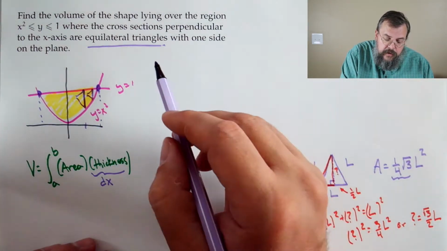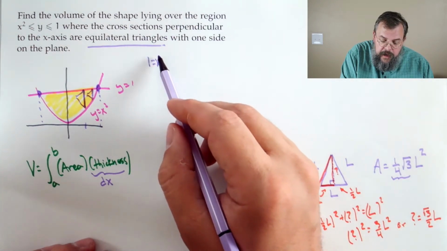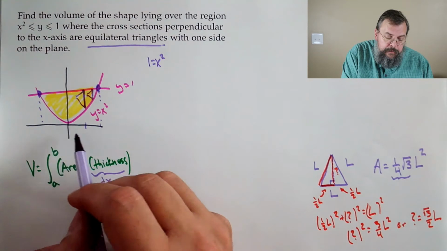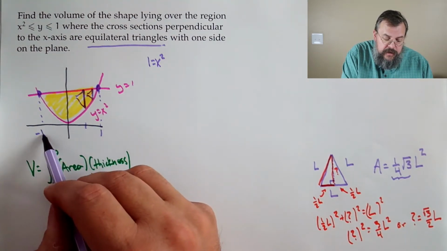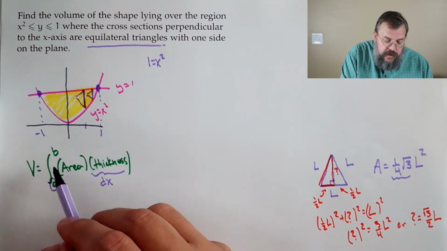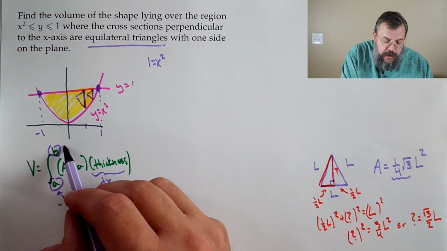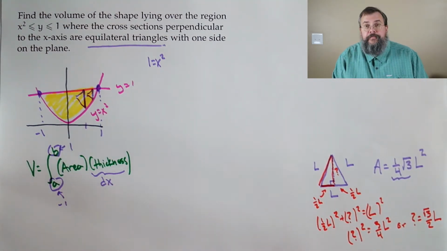Well, when does 1 equal x squared? That's not so hard. We could do that. That's at +1 and -1. So that's our start and our stop. Our start, our low value, is -1. Our stop is our high value, +1.